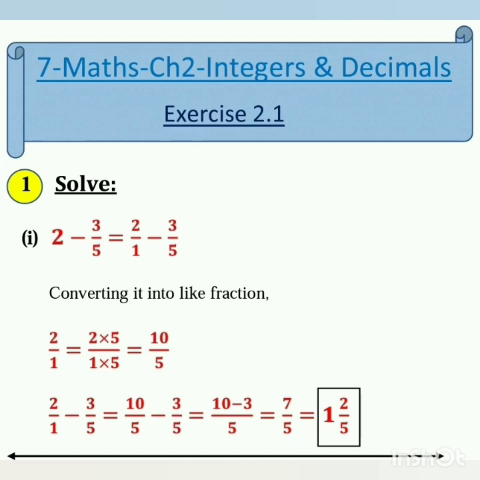Now we can see that in both the fractions, 5 is there in the denominator. So the final answer is 10 minus 3 upon 5 is equal to 7 upon 5. Converting it into a mixed fraction, it is equal to 1 integer 2 upon 5. It's clear, everyone? Very good.